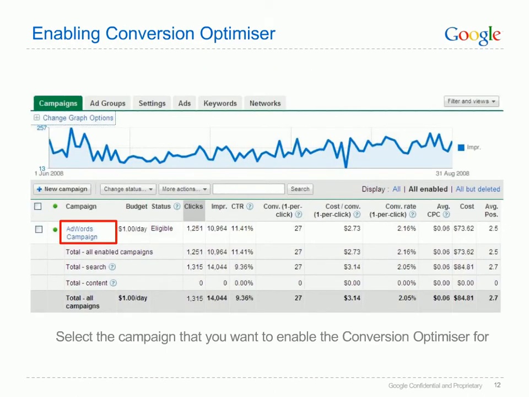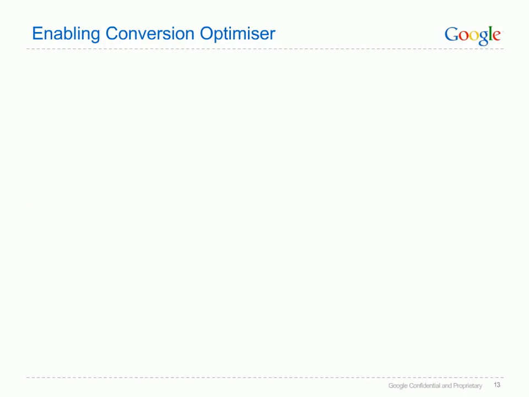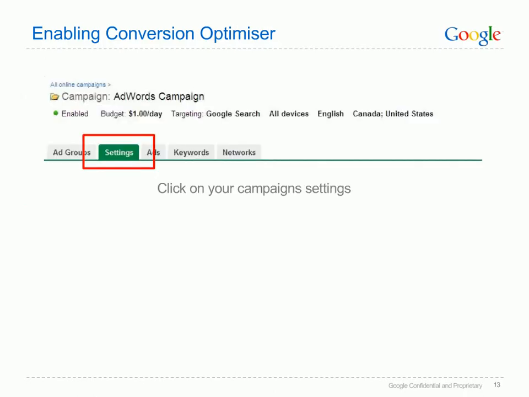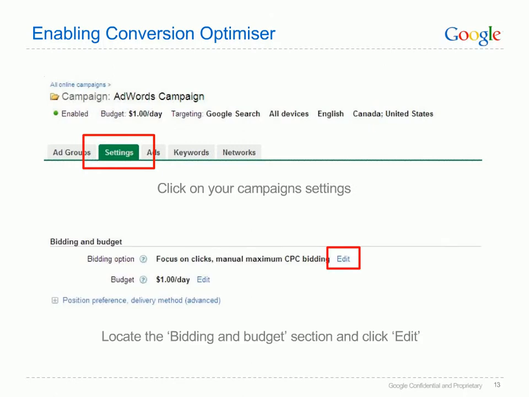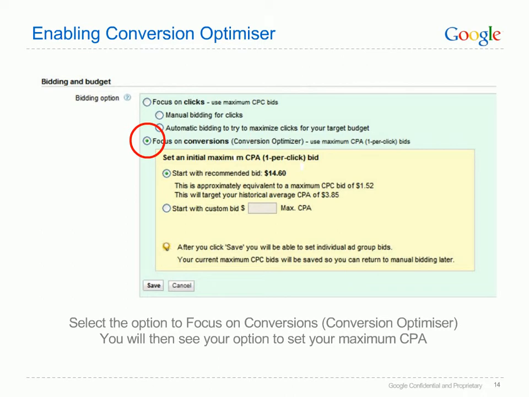From within your AdWords account, select the campaign you want to enable the Conversion Optimiser for. Click on the Settings tab, then locate the Bidding and Budget section and click Edit. The system will then ask you whether you want to start with a recommended bid or custom bid. For most advertisers, it can be a good idea to start with the recommended bid and then tweak the bid up and down to find the ideal spot for you. To make it easy for you, the tool will initially recommend a max cost per acquisition or CPA bid.